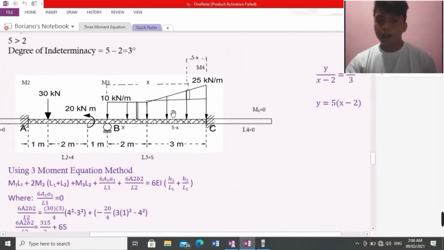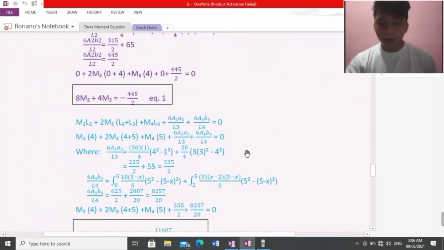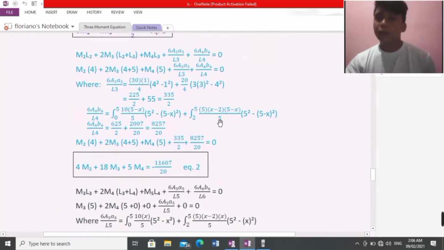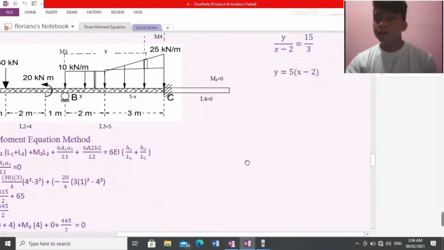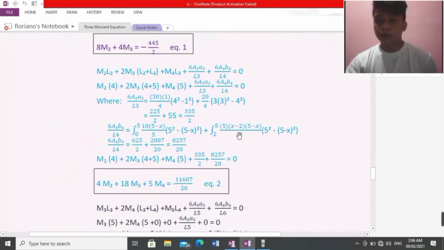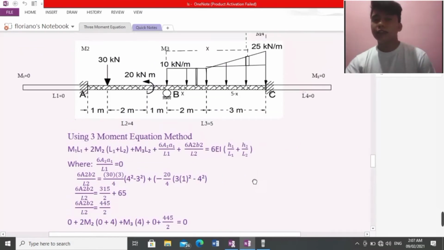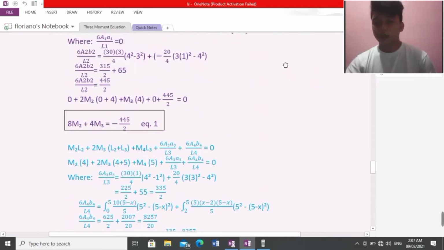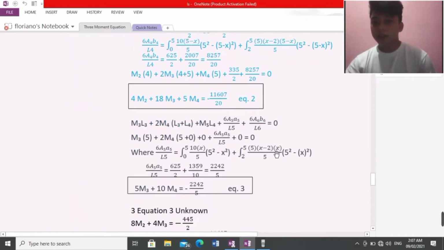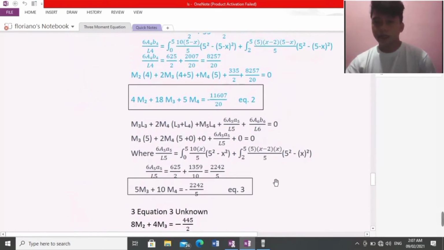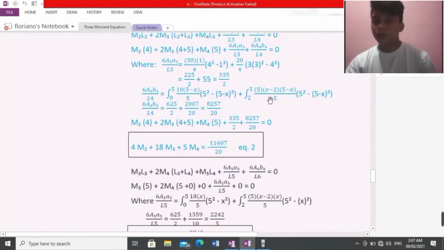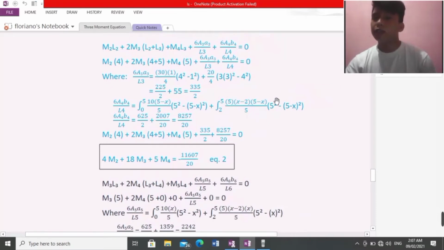Di ba? Meron na rin tayong distance. So, kung dito, ilalagay na natin yung P is 5 multiply to x minus 2. So, ito yung magiging P natin, multiply sa, dito sa right is 5 minus x. So, ito, 5 minus x. Wait, ito. All over the length is 5, multiply to 5 squared minus the distance is 5 minus x squared.